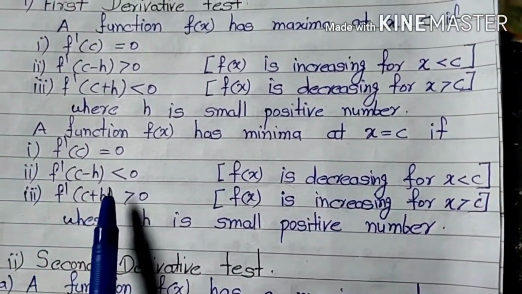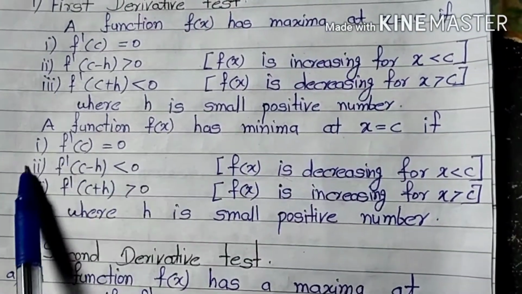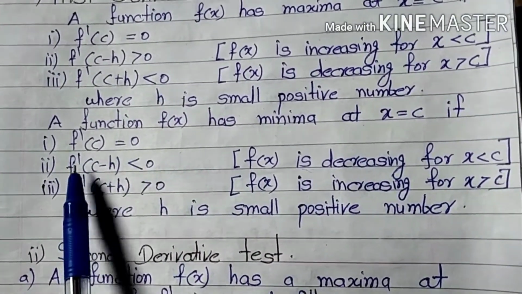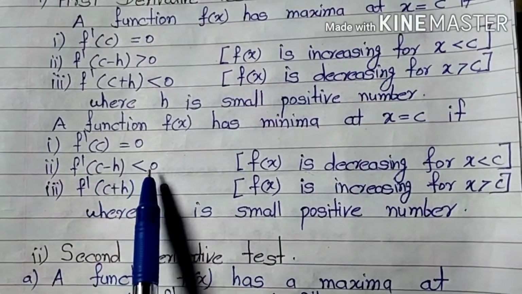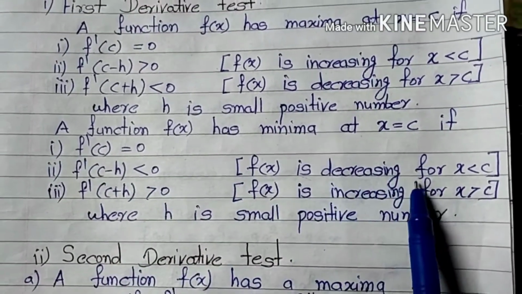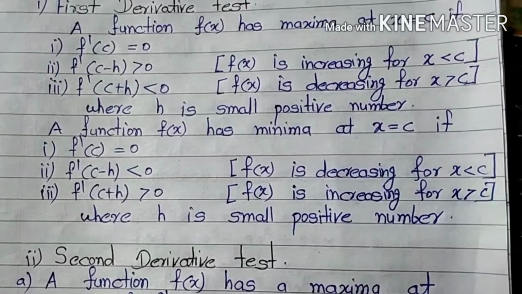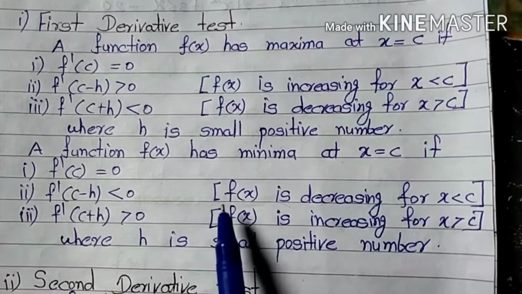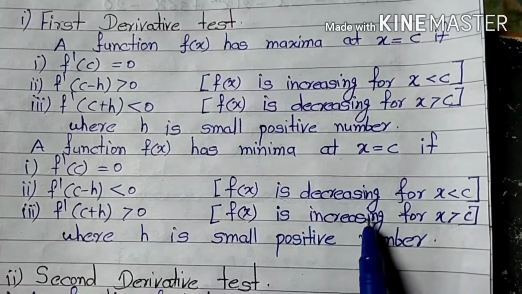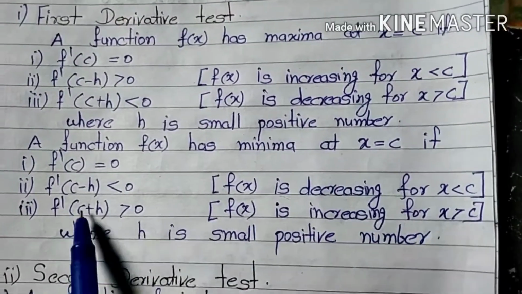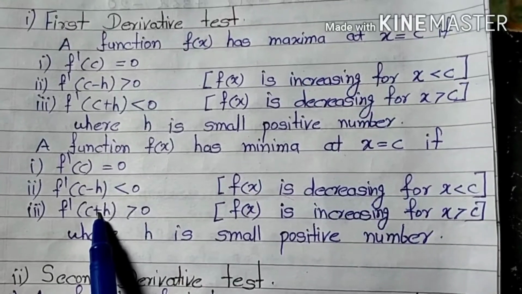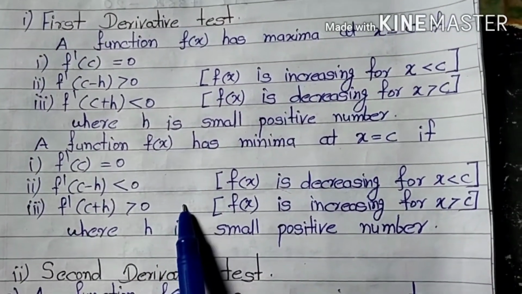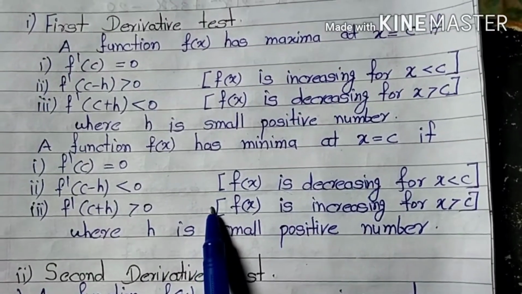Now to find a minimum function there are also three conditions. First condition, f dash of c equals 0. Second, f dash of c minus h is less than 0 where f of x is decreasing for x less than c. And third, f dash of c plus h is greater than 0 where f of x is increasing for x greater than c, where h is a small positive number. This is the first derivative test to find maximum and minimum function.